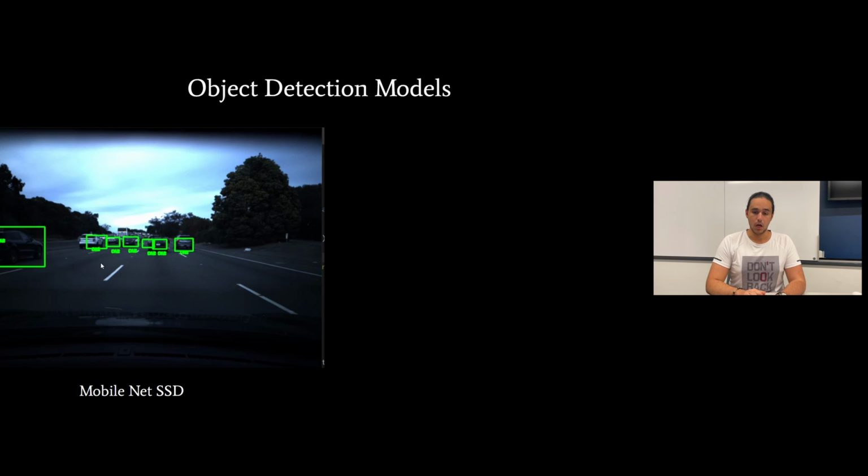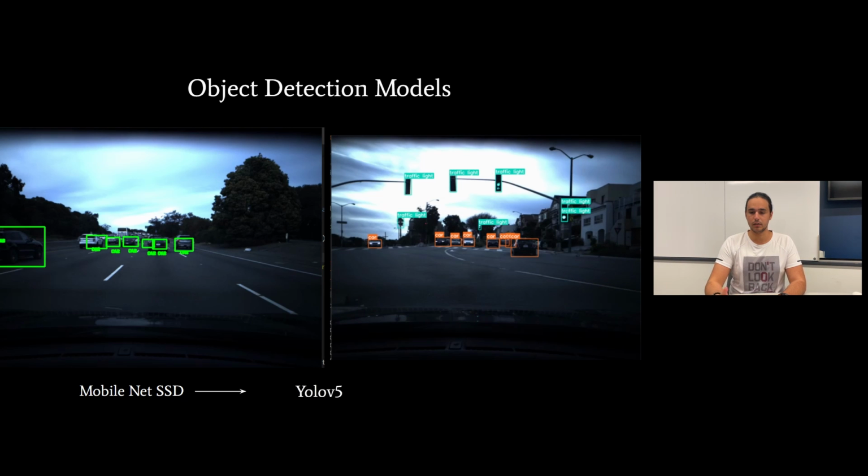YOLO. YOLO is a very popular family of object detection architectures. And the one we used was YOLO V5N, which refers to the nano version of the YOLO V5. The reason we used the V5N is because it was the most lightweight to run of the different versions available. The other versions include V5M for medium and so on.